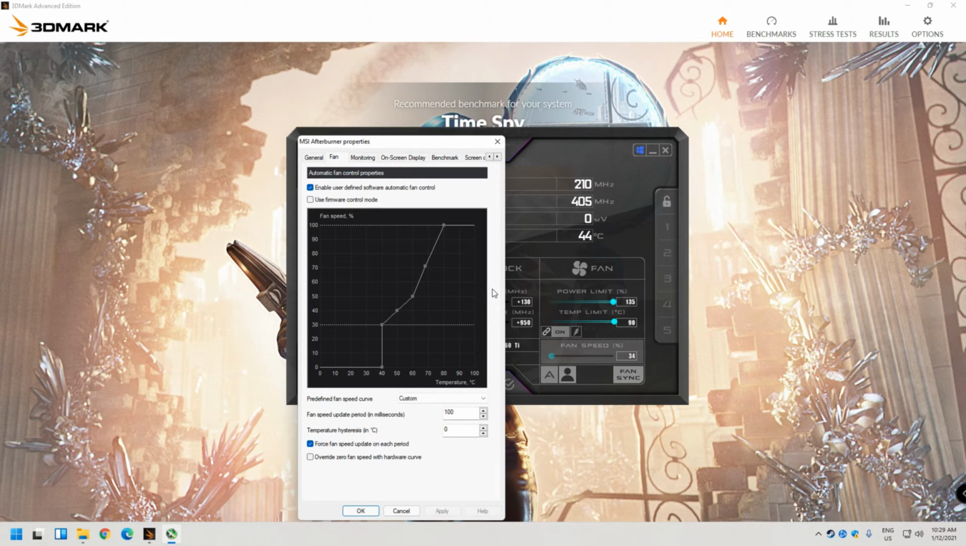Just for a little bit of insight, when I'm playing games like Battlefield or Forza Horizon 5 or even Warzone, I generally don't really see the temp levels going above sort of 61, 62 degrees. All right, so that's the fan curve.